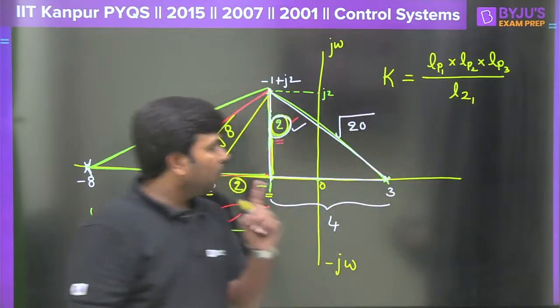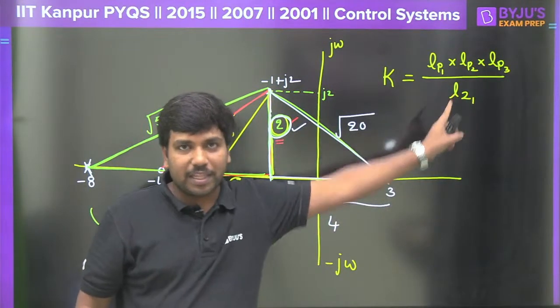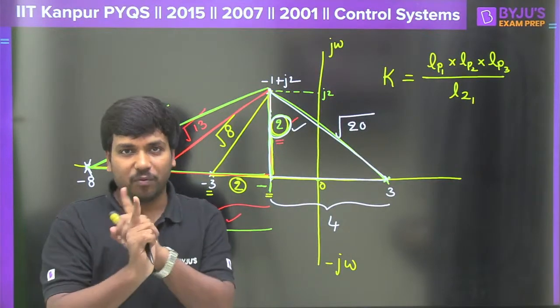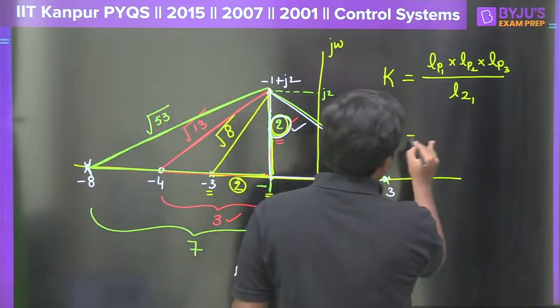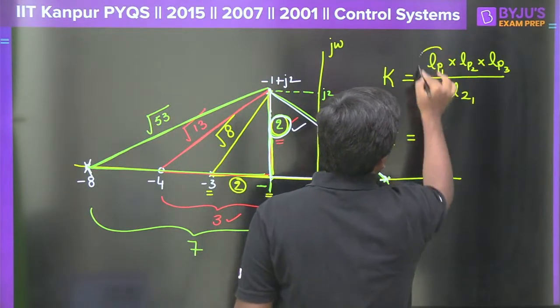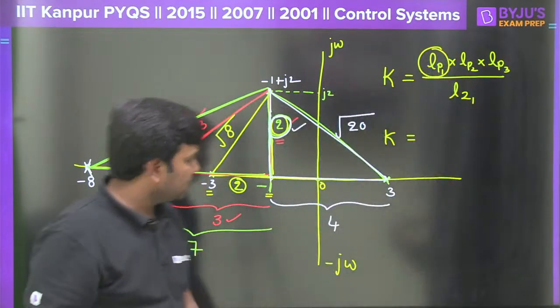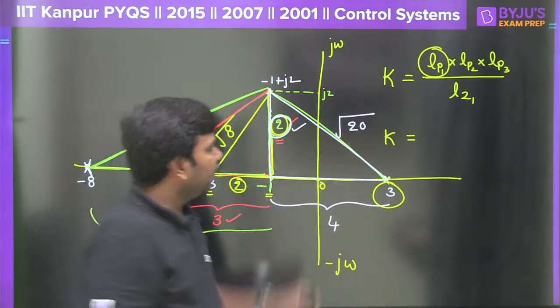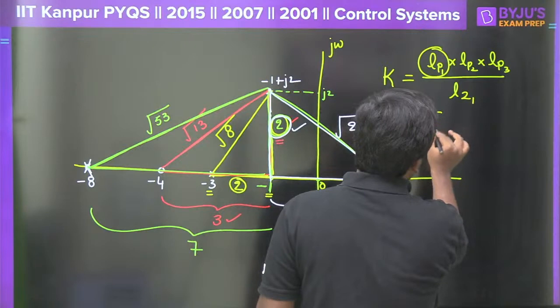the lengths from zeros. Clear? Only 1 zero is there, so I am writing LZ1. LZ1 means length from zero 1, the first zero. Clear? So this is length from the first pole. You can take 3 as the first pole, no problem. So what is that? Root 20 here. So fine, this is going to be root 20.